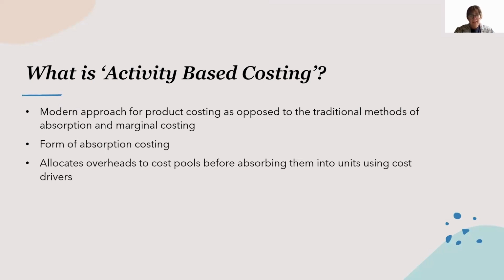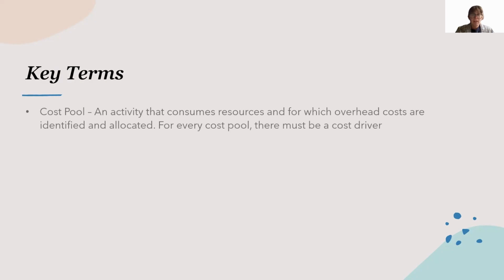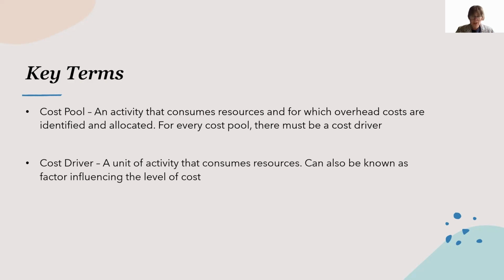Activity costing aims to allocate overheads to cost pools prior to absorbing them into units using cost drivers. So a few key terms here then. A cost pool is an activity that consumes resources and for which overhead costs are going to be identified and allocated. For every cost pool, there has to be a cost driver. Obviously, you now need to know what a cost driver is. A cost driver is a unit of activity which consumes resources. This can also be known as a factor which influences the level of cost.